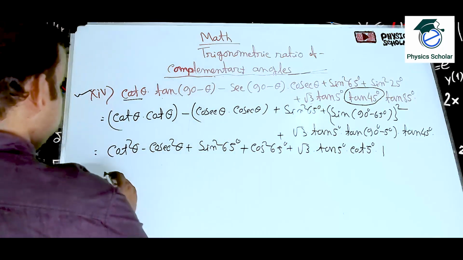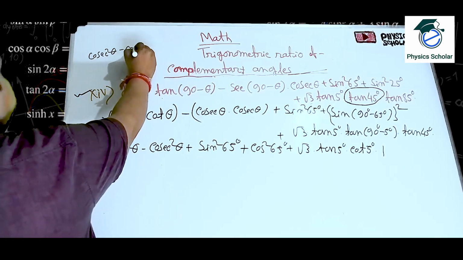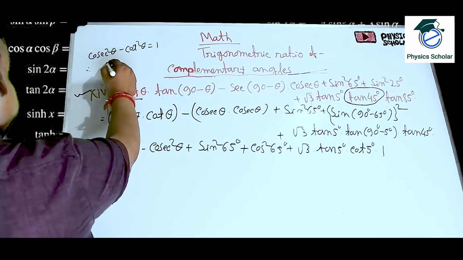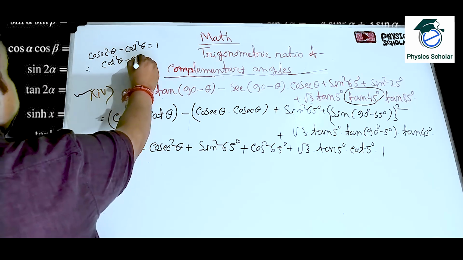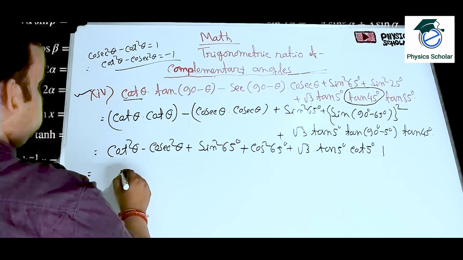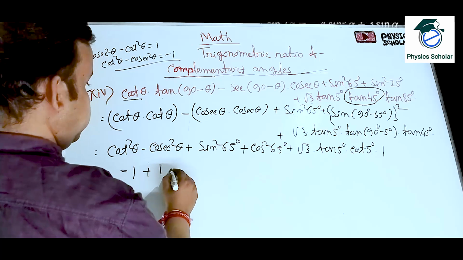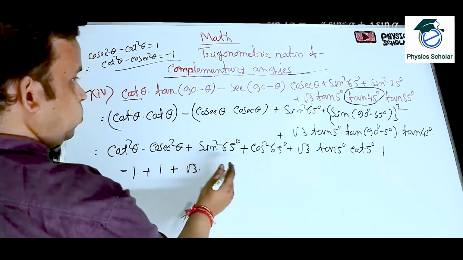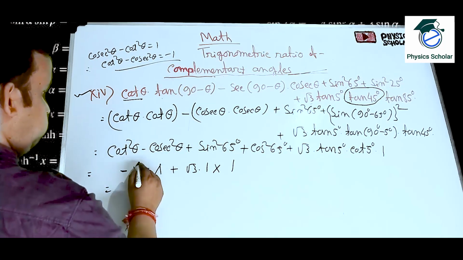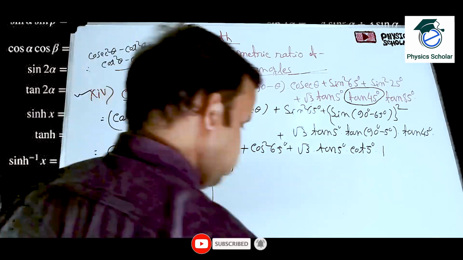Clear? Now what do we know? Cosec square theta minus cot square theta is equal to 1. So that means cot square theta minus cosec square theta is equal to minus 1. Clear? Plus sin square theta plus cos square theta means 1. Plus root 3 into tan theta into cot theta means 1 into 1. So this will be cancelled. So root 3 will be your answer. Clear? So root 3 will be your answer.